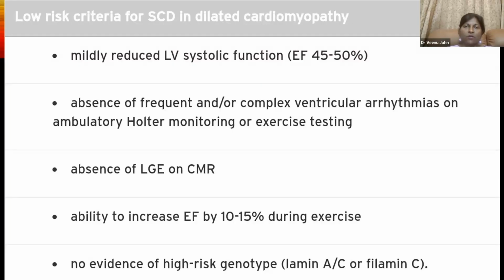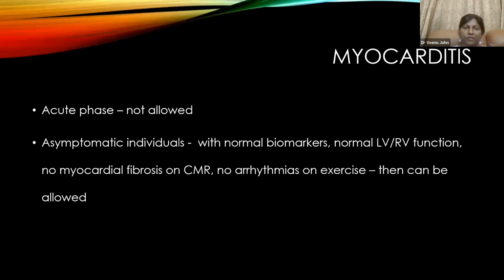So we can do a stress echocardiography and see if the ejection fraction improves. And there should be no evidence of lamin A/C or filamin C mutation on the genetic testing, because they are prone for arrhythmias and sudden cardiac death.